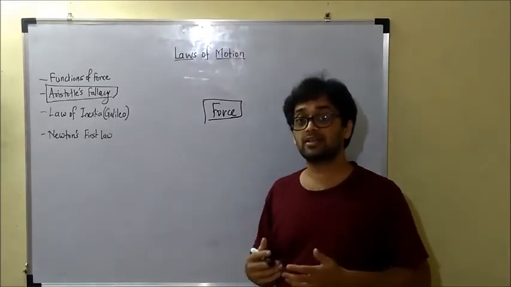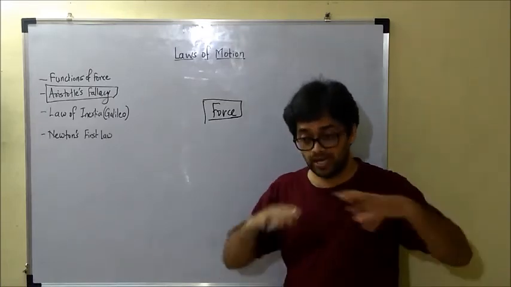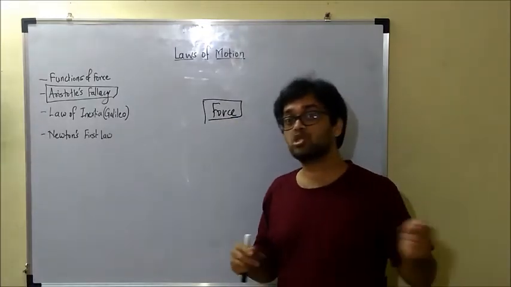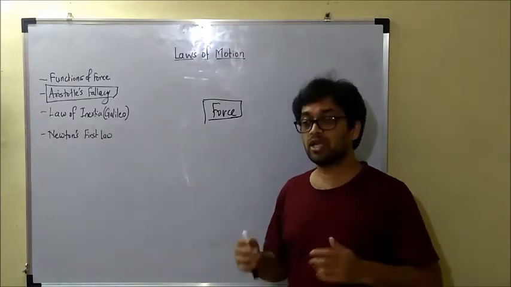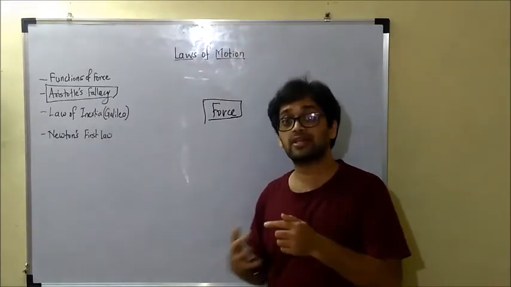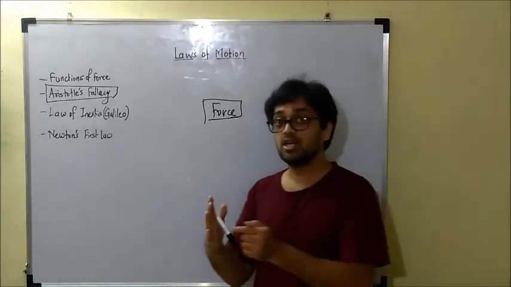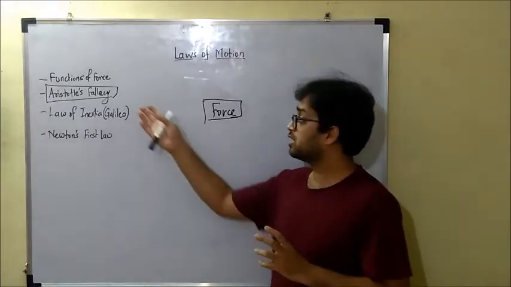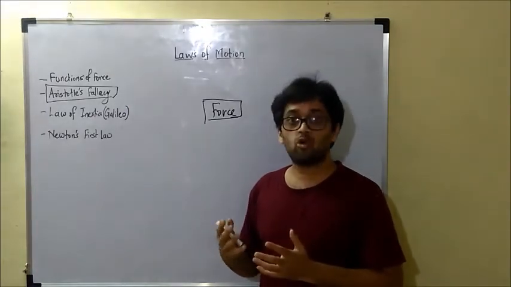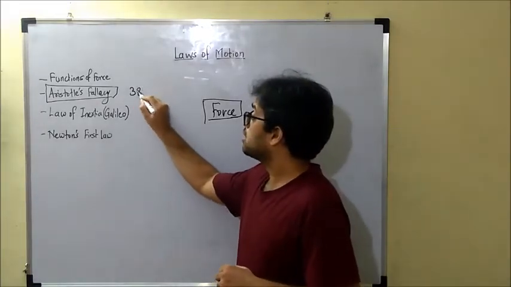Aristotle couldn't answer that. He felt that since the arrow is moving forward, the air around it must be pushing the arrow forward, which we now know is not true. We know that the arrow slows down because of air resistance. So air is actually not supporting the arrow's motion; in fact, it is trying to stop the arrow from moving. But that was not realized somewhere around 400 BC, around 384 BC.